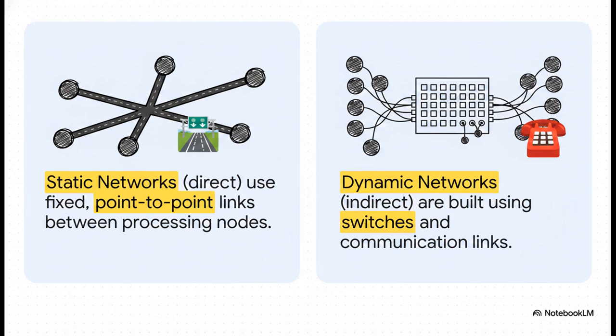And they basically come in two main flavors. On one side, you've got static networks. Think of these like a permanent system of roads connecting cities. The links are fixed, they don't change. On the other side, you have dynamic networks. These are more like an old-school telephone switchboard, where an operator could physically create a temporary connection between any two people who wanted to talk.